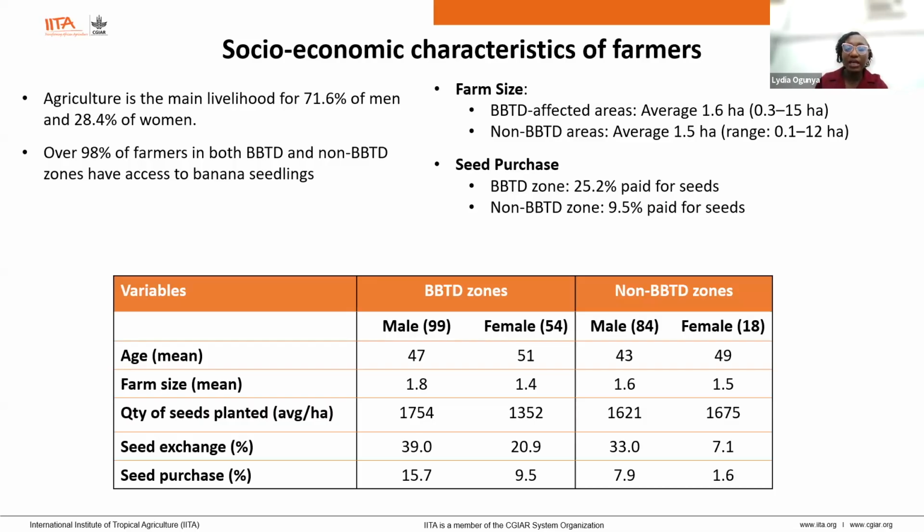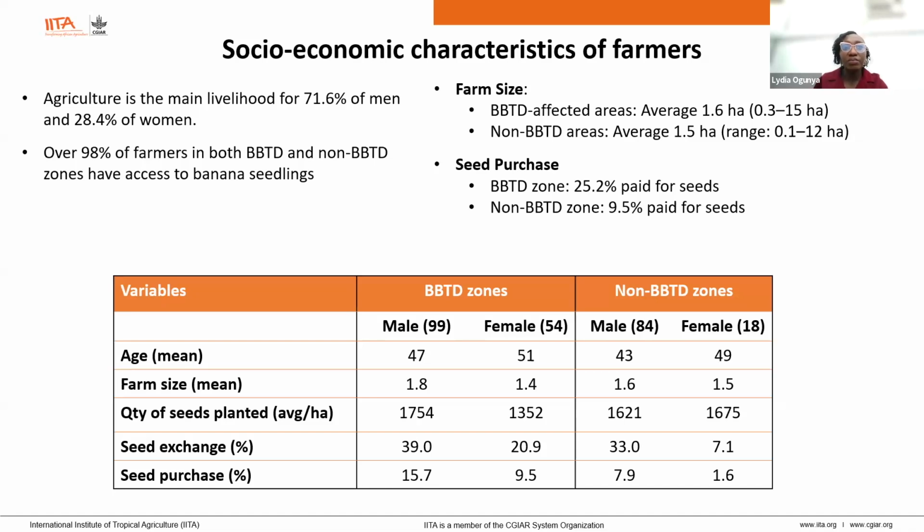And over 98% of the farmers in both BBTD and non-BBTD region have access to banana seedling. So access to seedling was not an issue, but the concern was if those seedlings were clean and healthy planting materials or otherwise. And we also found out that the farm size slightly differs in the BBTD affected regions and the non-BBTD areas. We had an average of 1.6 hectares and an average of 1.5 in the non-BBTD areas.